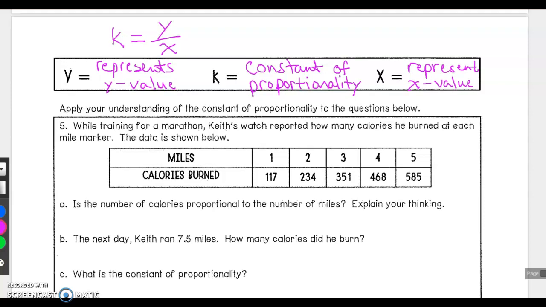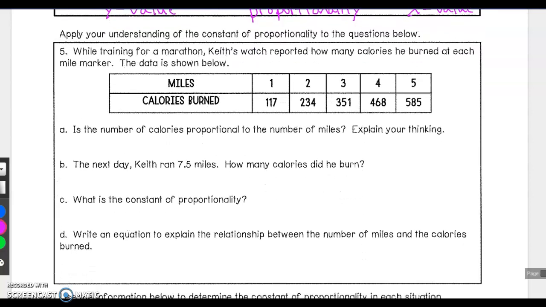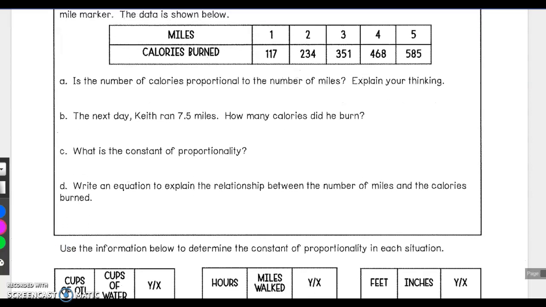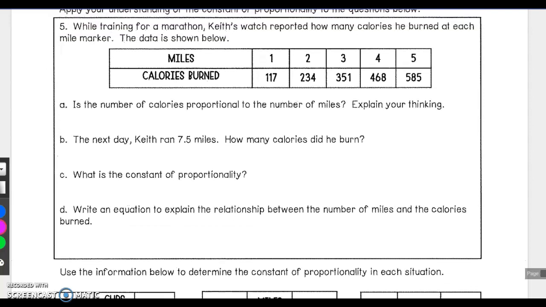It says apply your understanding of the constant of proportionality to the questions below. While training for a marathon, Keith's watch reported how many calories he burned at each mile marker. So mile marker 1, 117 calories, mile marker 2, 234 calories. Is the number of calories proportional to number of miles?